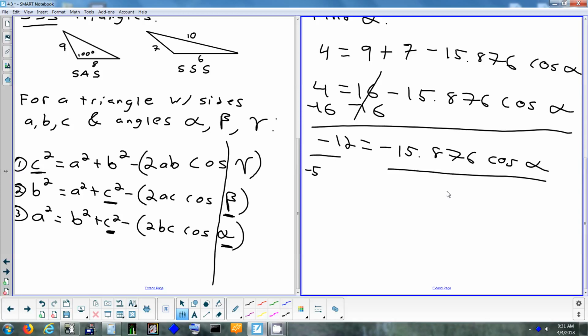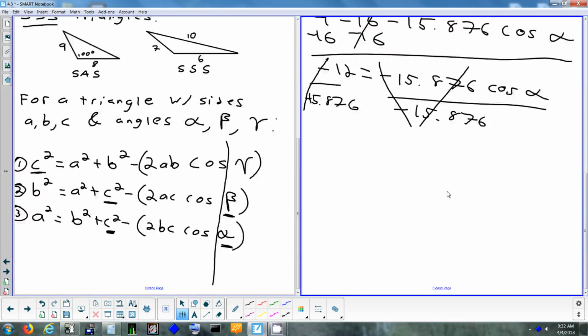15.876. The number cancels, the negatives cancel, and on the other side, the negatives cancel. So now I have 12 over 15.876.